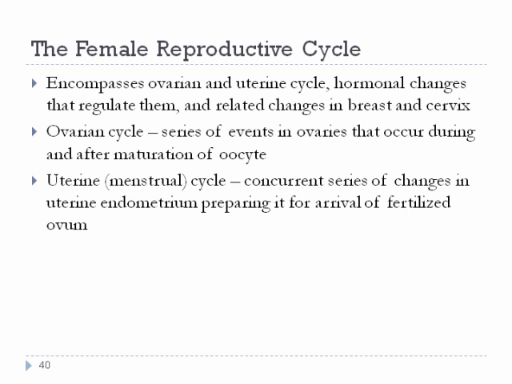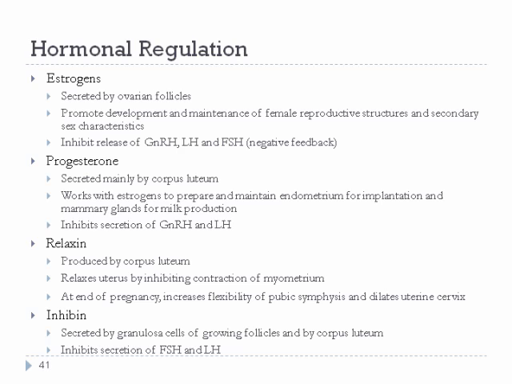The ovarian cycle is the events in the ovaries that occur during and after maturation of the oocyte. And the uterine cycle, or the menstrual cycle, is a concurrent series of changes in the uterine endometrium, preparing it for the fertilized ovum, and then we slough it off and start all over again if there is no fertilized ovum. And this hormonal regulation is a little bit more complicated. I'm actually going to look at a couple of the figures before I come back to this slide, because this slide is kind of in words what we're showing in the figures.